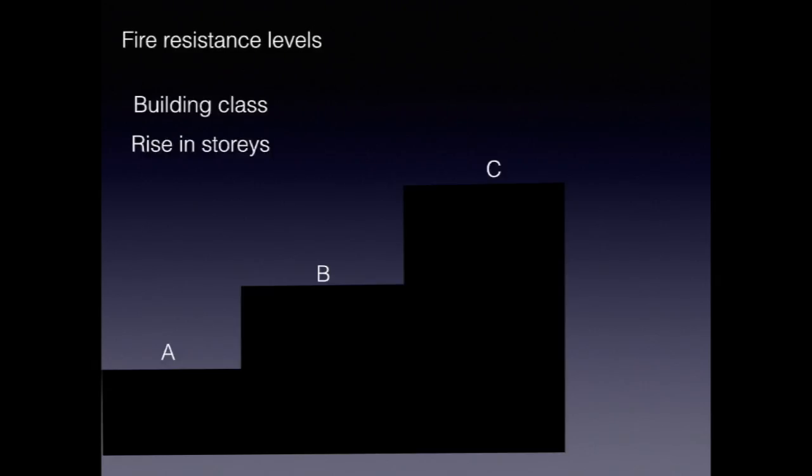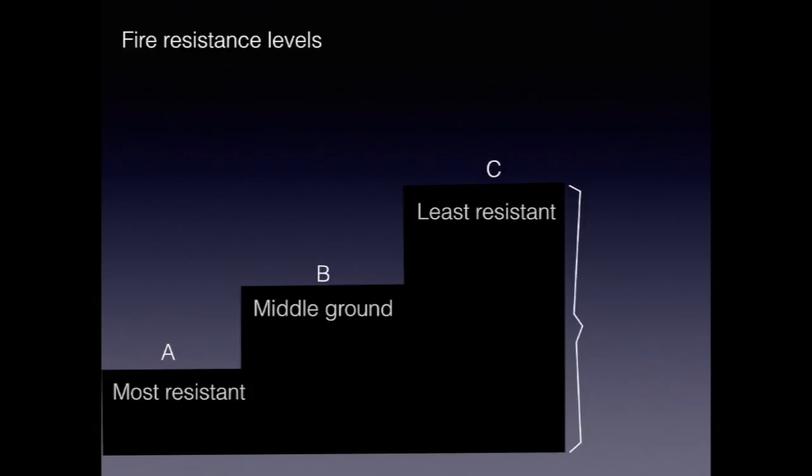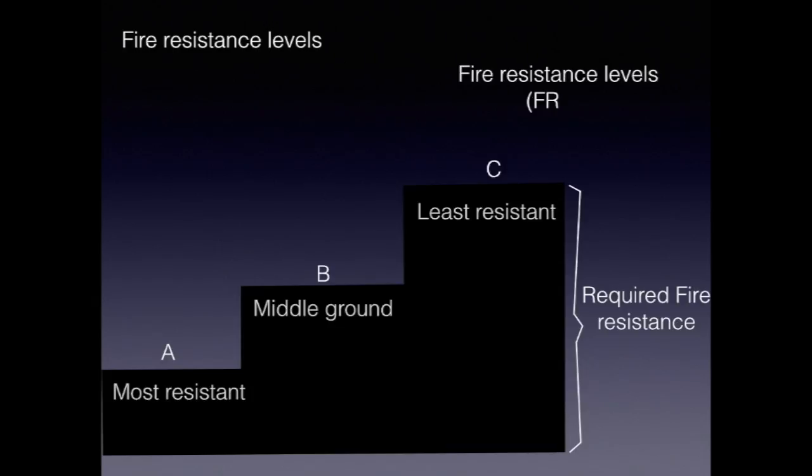There are 3 construction types included in these levels. Type A, that's the most resistant, Type B, the middle ground, and Type C, the least resistant. Those 3 construction types have schedules that list the required fire resistance of the elements in the building structure. These performances are then expressed as fire resistance levels, or FRLs.